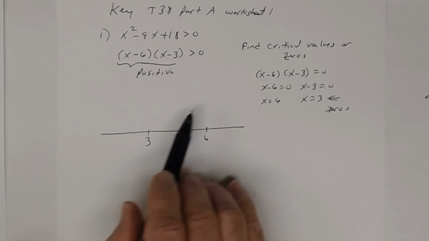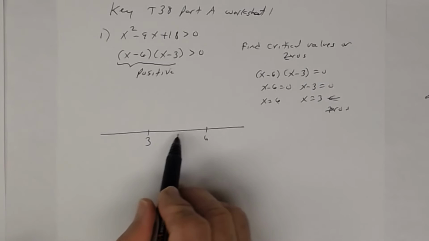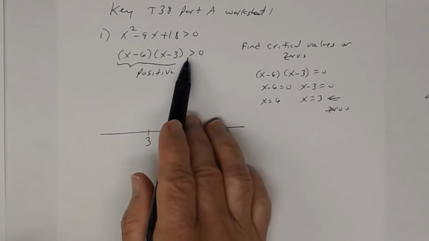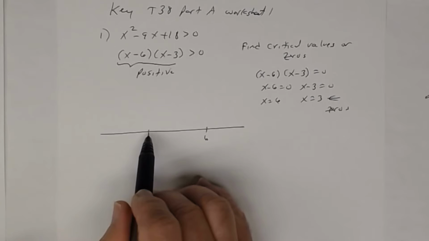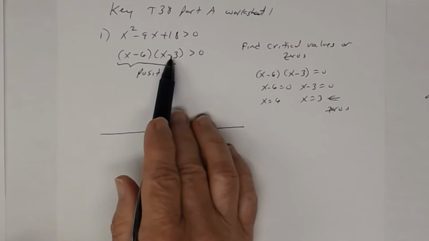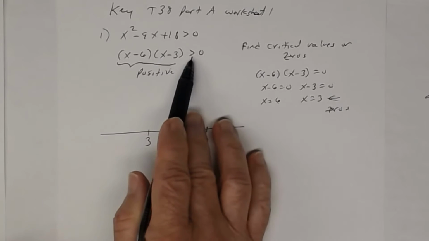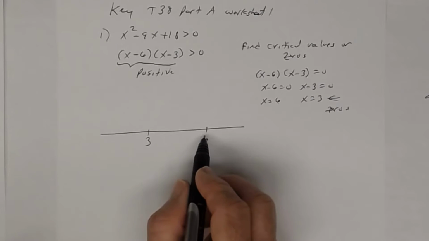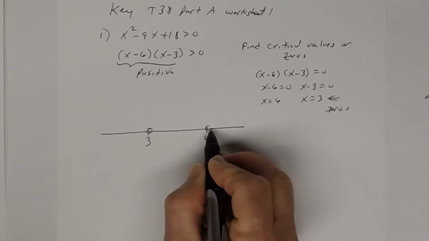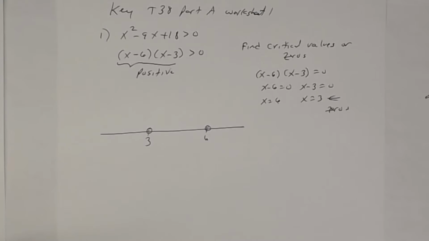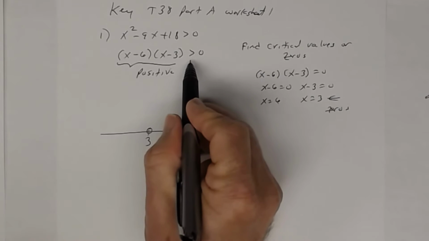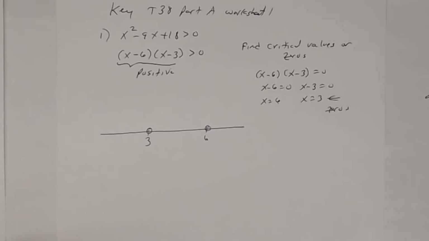Now before we go on, you see that 3 and 6 are never going to be a solution here because there's no equal sign. When you substitute 3, you get 3 minus 3, that's 0. 0 times this is 0, and 0 is not greater than 0. The same thing for 6. So you're going to put open circles here to indicate that those are not solutions. If there was an equal sign, you would put closed circles because 3 and 6 would be solutions. So that's something you have to consider as well.